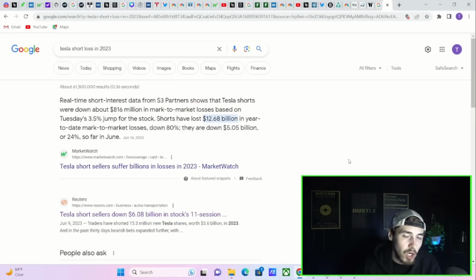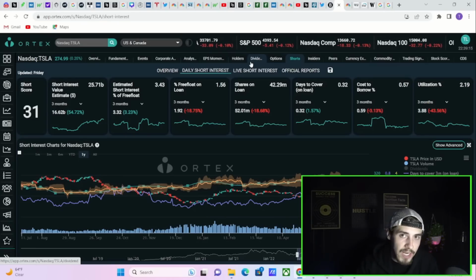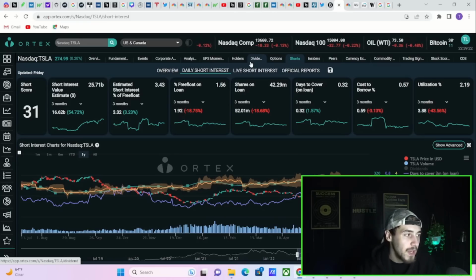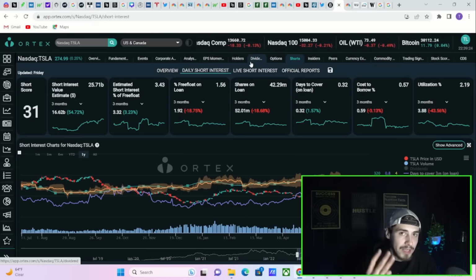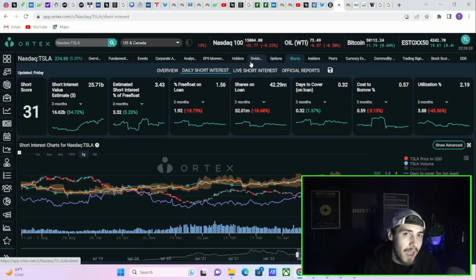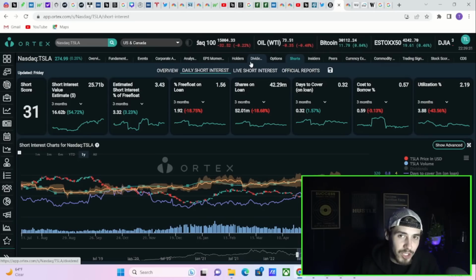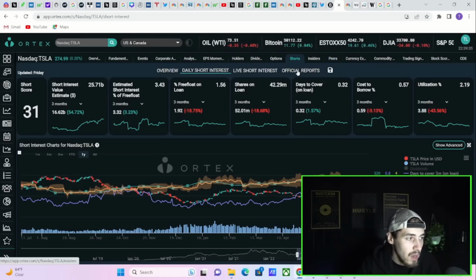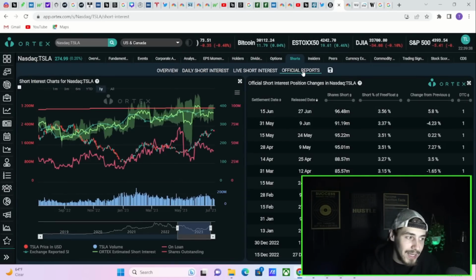Short sellers on average are down 80%, not including their cost to borrow fees. If we take a look at Ortex, you currently have almost $26 billion worth of short positions. That is up 55% in just the last 3 months. 3 months ago, you only had $16.5 billion worth of short positions. So it's grown exponentially as of recently. You're currently sitting at 96 million shares that are sold short.